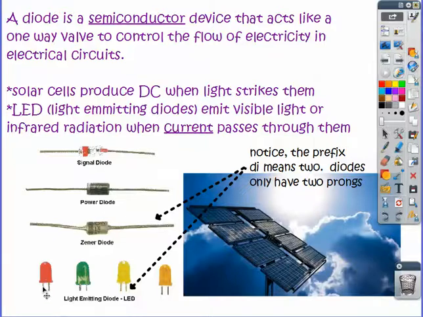The most familiar to you is probably an LED, or light emitting diode. When electricity flows through it, it emits light. These are also in a solar panel. The solar cells are examples of diodes as well.